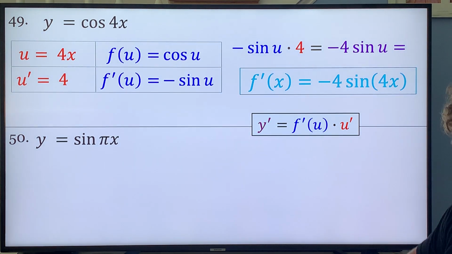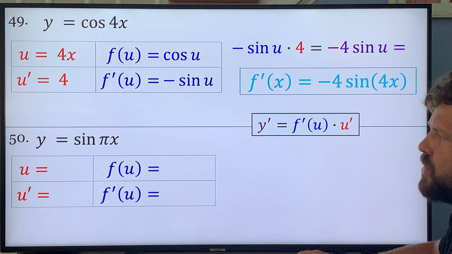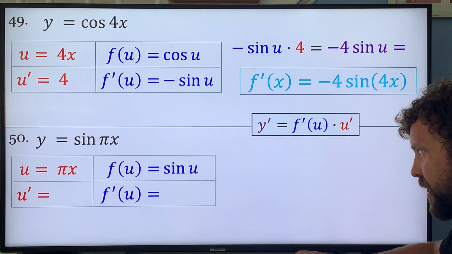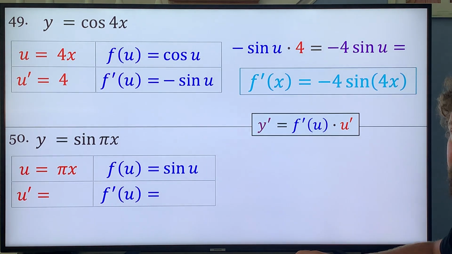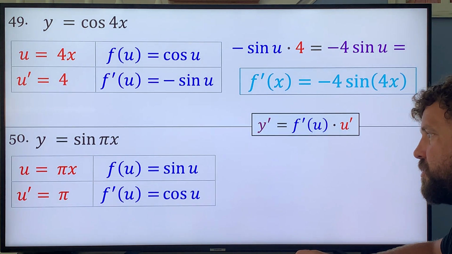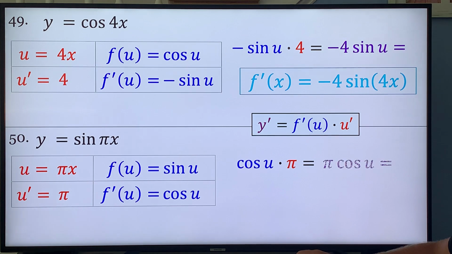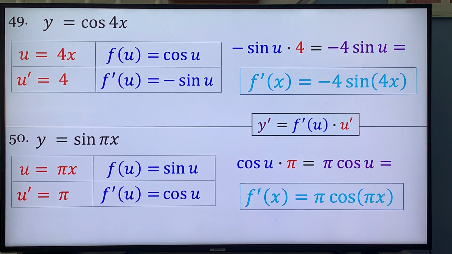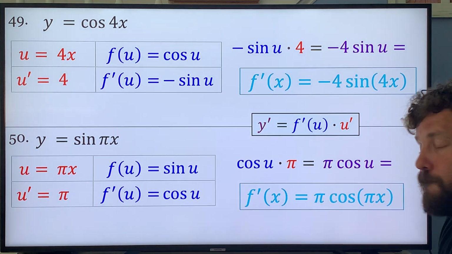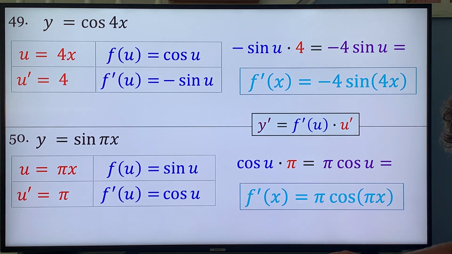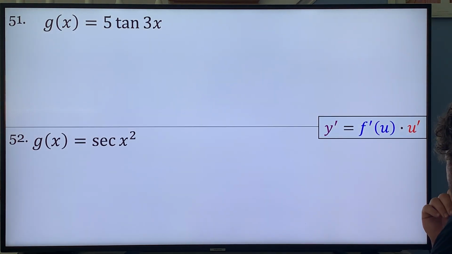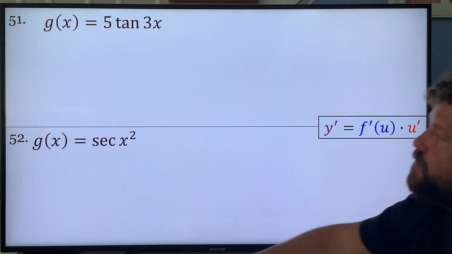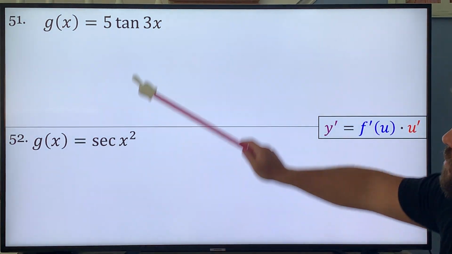Problem 50. Pi is actually a constant. So your u is pi x, your f of u is sine u. Your u prime is pi times the derivative of x, which is 1, so it's just pi. And then the derivative of f of u is cosine u. So you got cosine u times pi, or pi cosine u, pi cosine pi x. Do some more. These are a lot better than triple derivatives, aren't they? And no, you don't have to do a triple derivative of a chain.